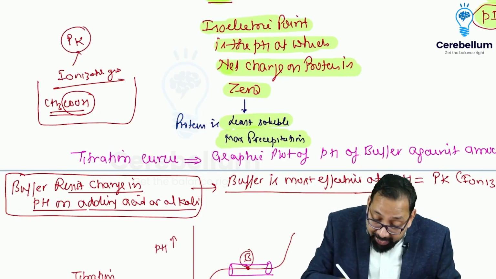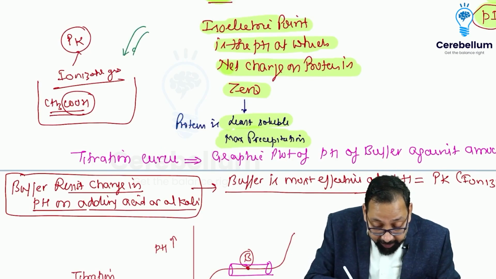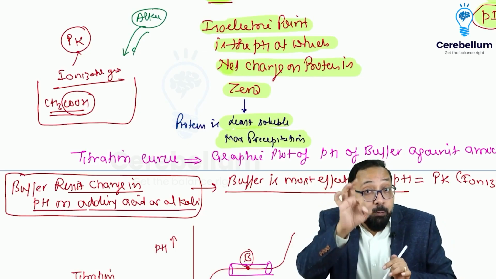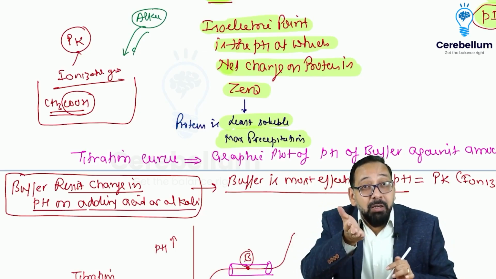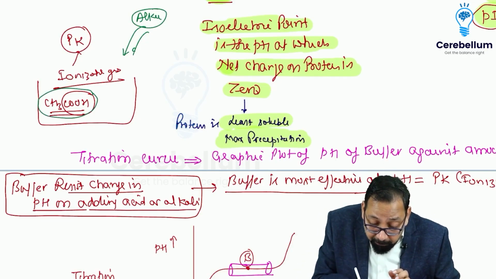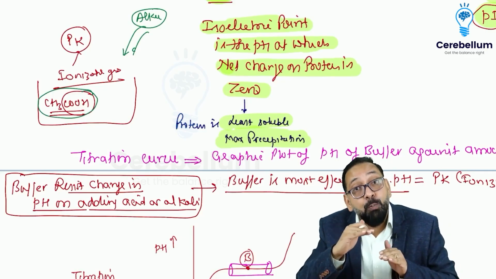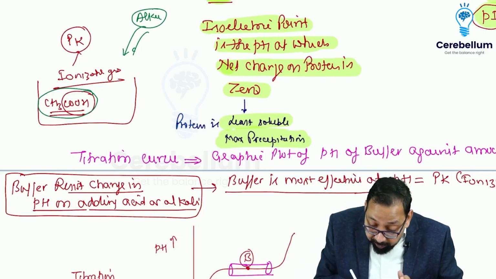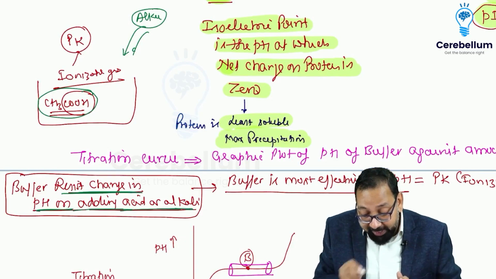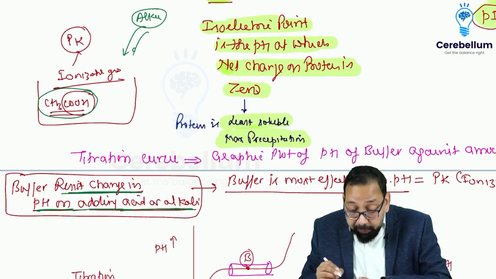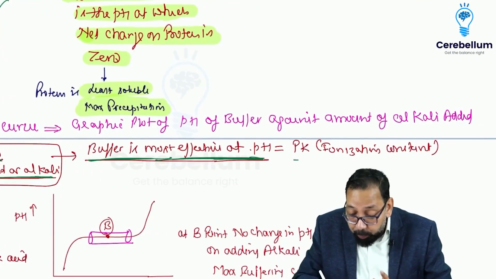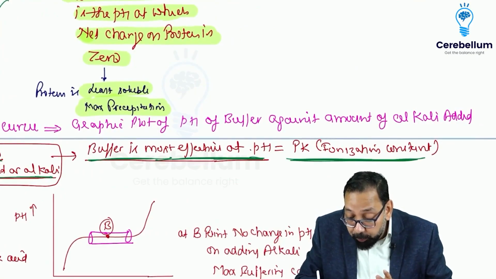If you start adding alkali to it, the pH will increase, but this carboxylic group will resist this change. That is called buffering capacity. Yes, a buffer resists change in pH on adding acid or alkali. And we found that a buffer is most effective at pH equal to pK, the ionization constant.